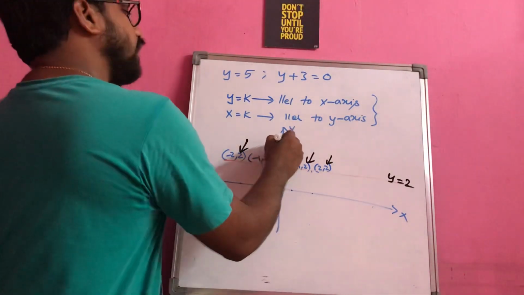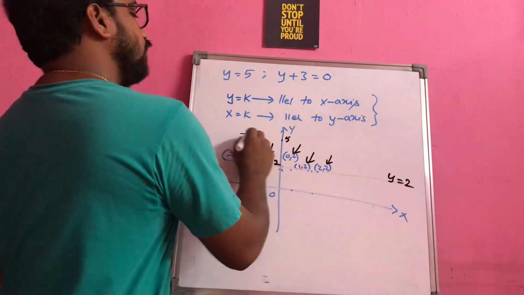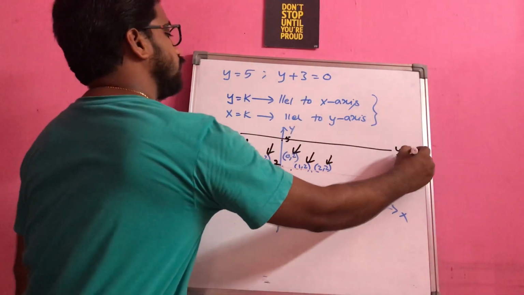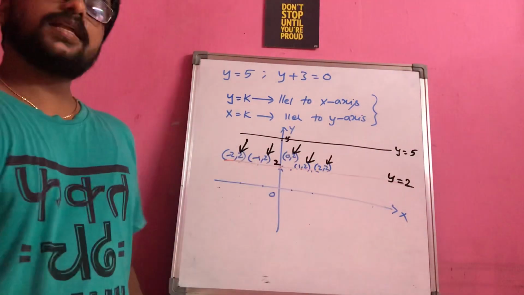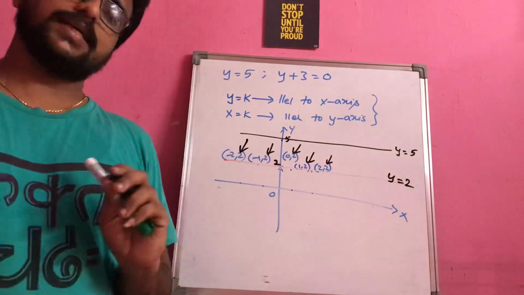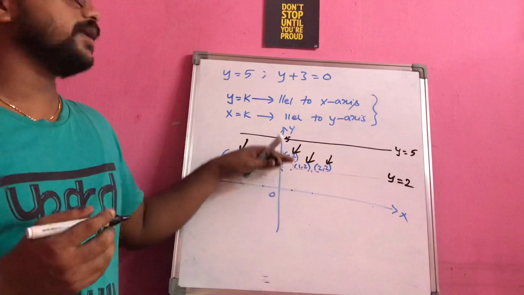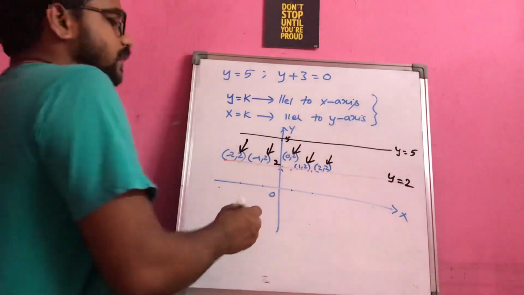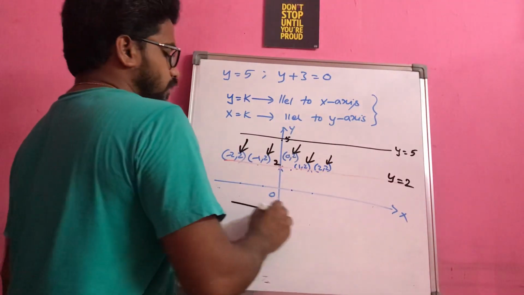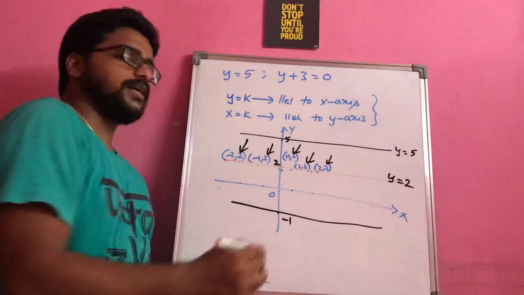Similarly, if I take a point 5 here and draw a line like this, that means y is equal to 5 is a line parallel to the x-axis. Depending on whether the sign is positive or negative, the lines will come accordingly. For example, if I say y is equal to minus 1, minus 1 will be on the downside of the origin.